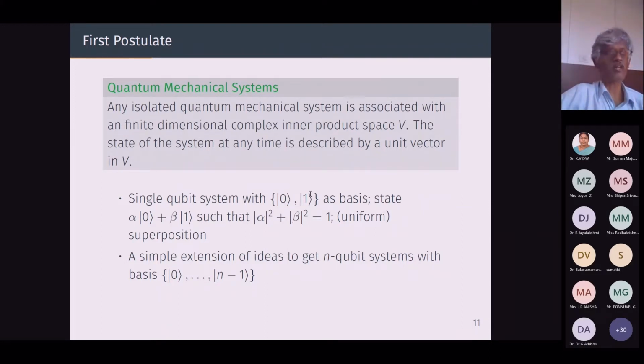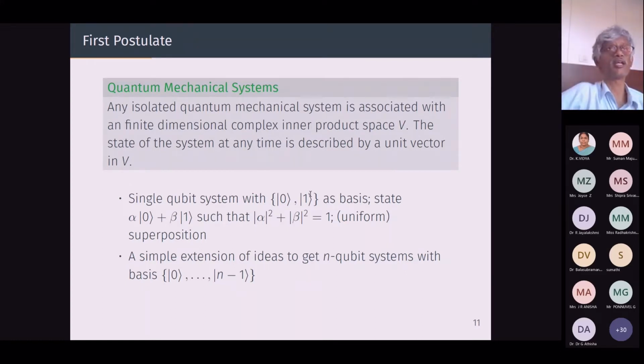So whatever assumptions we need to make so that our quantum computation proceeds, those things are captured as postulates. The first postulate says that with any isolated quantum mechanical system, we can associate a complex inner product space V. That was the first motivation for looking at complex inner product spaces.